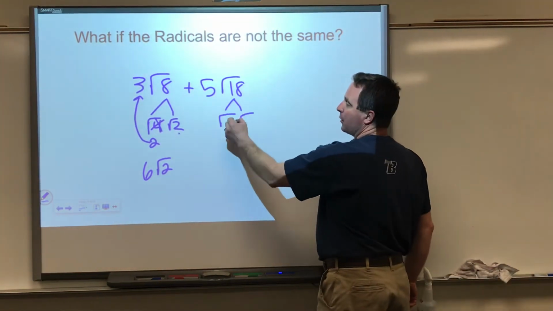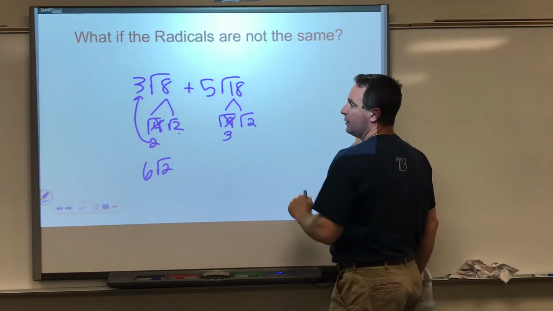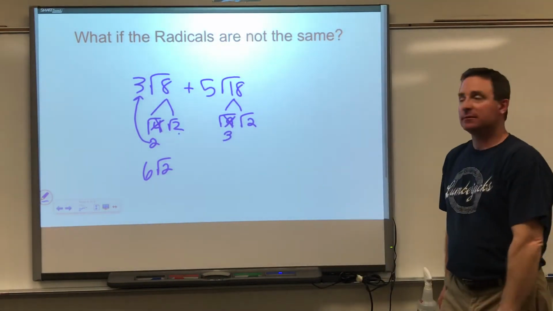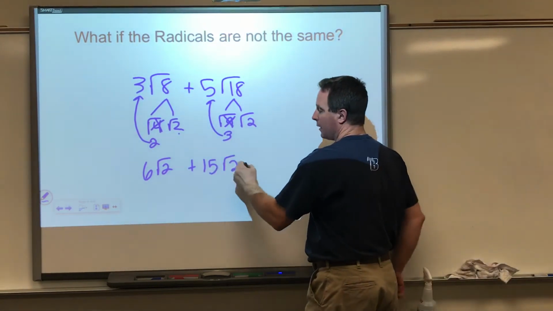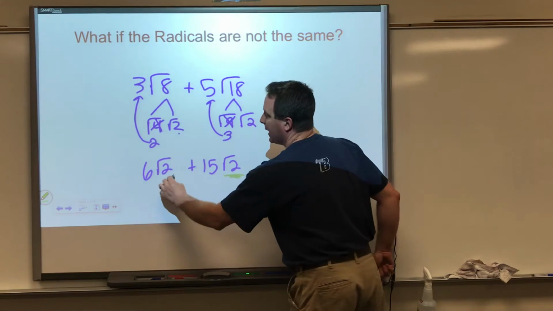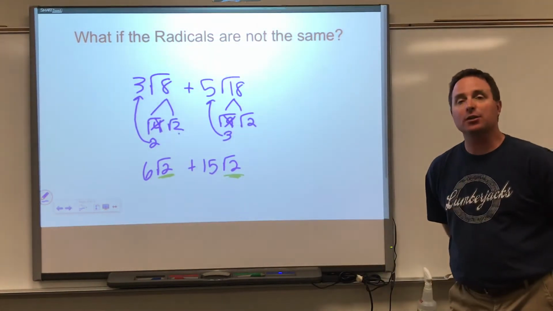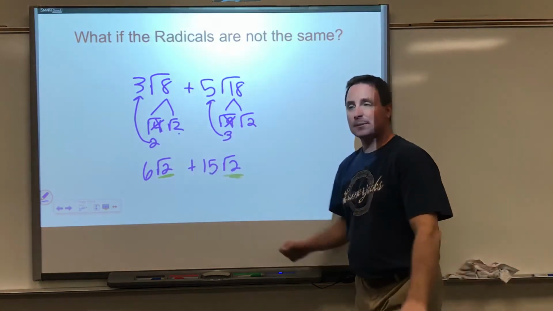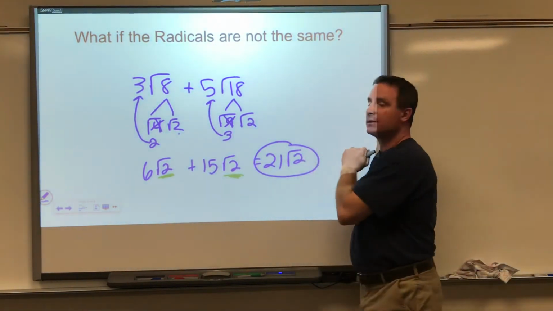18 can also be broken apart into 9 times 2. 9 turns into a 3. And 3 times 5 is 15 square roots of 2. And here again, it didn't look like they were the same to start with, but they both actually turned into square roots of 2's. And 6 plus 15 is 21 square roots of 2's.